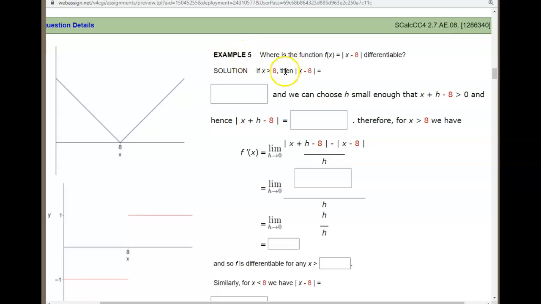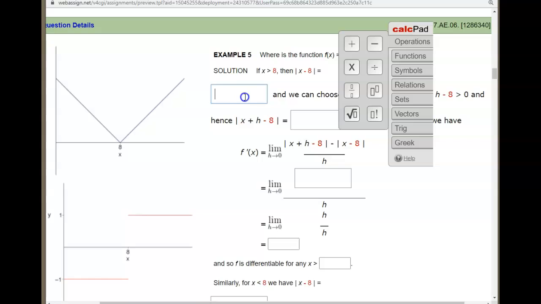For the next one, we have the absolute value of x minus 8. So for x bigger than 8, we actually are looking at the positive piece here. So we could just drop the absolute values, and that's what they're asking for here. And if x is smaller than 8, we would be looking at the negative piece, and we'd have to put a negative on x minus 8, drop the absolute values, and change the signs. So the function that we get in this box would be just x minus 8.